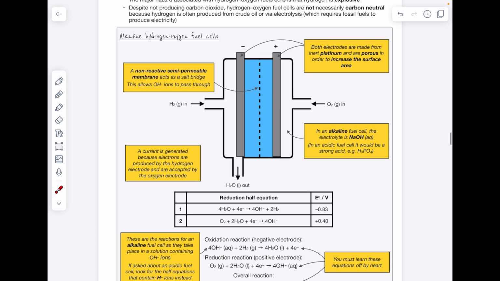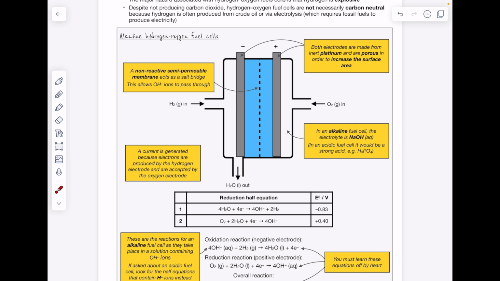Now here's the setup of an alkaline hydrogen-oxygen fuel cell. You've got your electrodes. They'll be made from platinum, which is an unreactive inert metal. They're porous in order to increase the surface area, and that's important because after all, platinum is extremely valuable and expensive. You have a non-reactive semi-permeable membrane, which is your salt bridge, allowing the hydroxide ions to pass through.